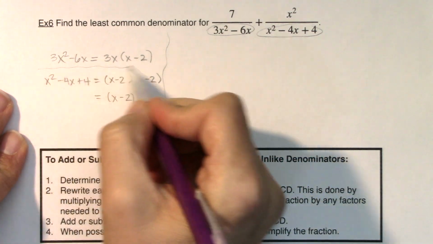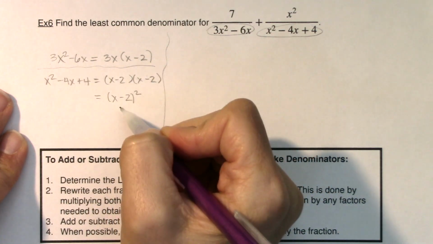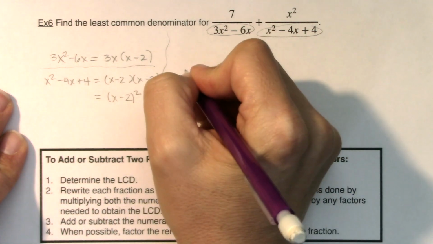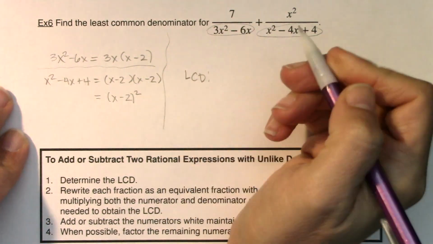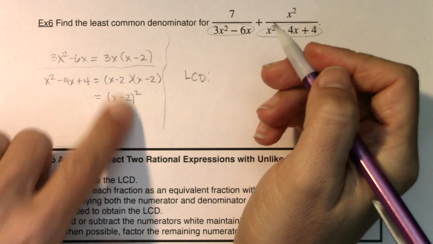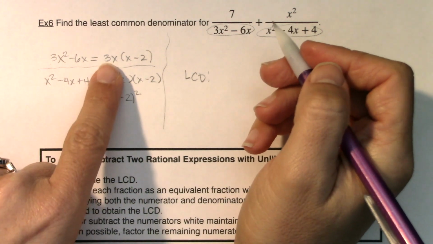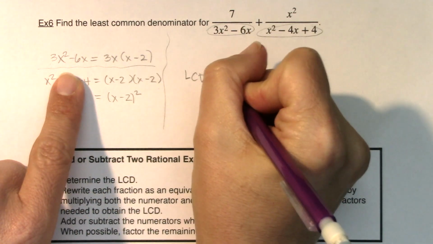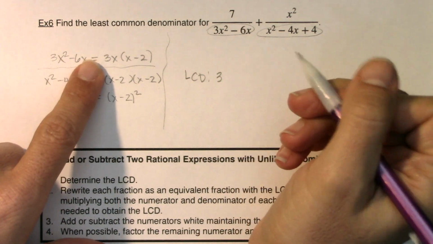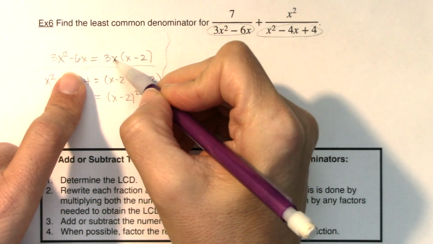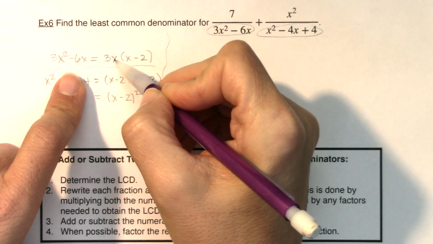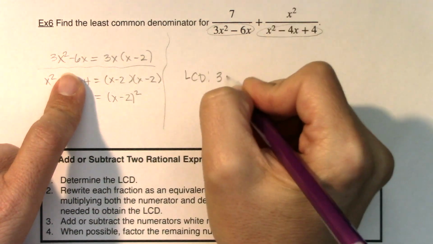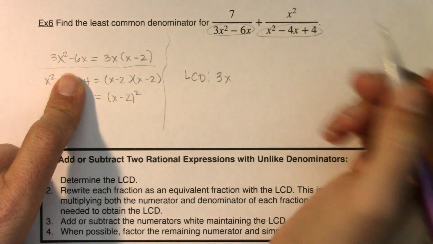All right, so I've broken down each of my denominators, and now I'm going to build my least common denominator. Every factor over here needs to be represented in my LCD. So I'm going to start with a 3. I see a 3 here, and I don't see any 3's here, so I'm going to include that in my LCD. I see an x in this first fraction's denominator, and I don't see any x's here, so I'm going to include that in my LCD.